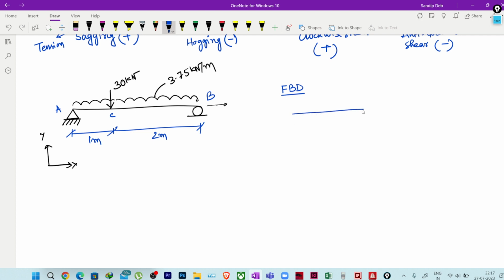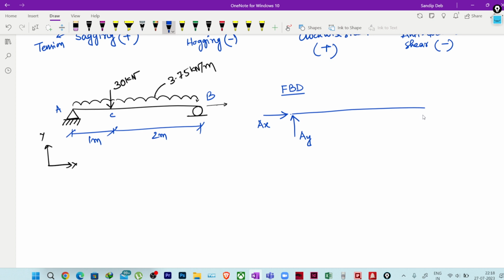Correct? So this is my beam. As this is the pin support, I will have a vertical reaction because it is restrained. The beam cannot move along this direction, so I will get a restraint. It is the y direction, and as it is point A, it will be Ay. It cannot move along the horizontal direction either, so here also I will get a reaction. It will be Ax. Correct, but it can rotate.